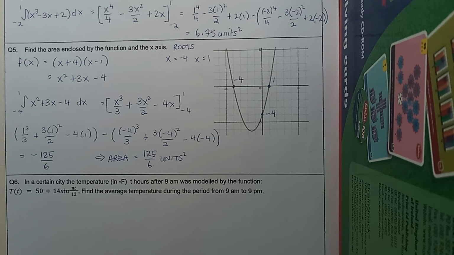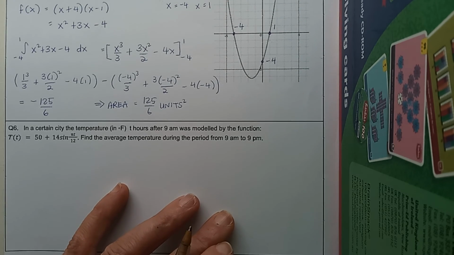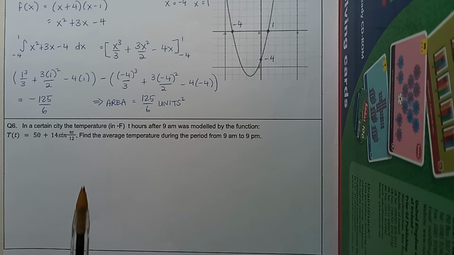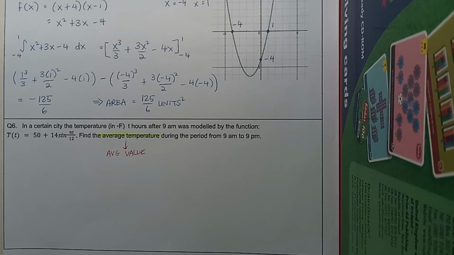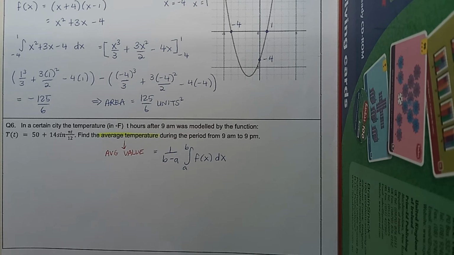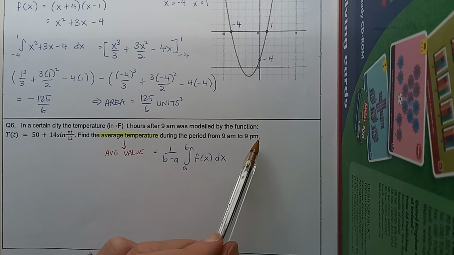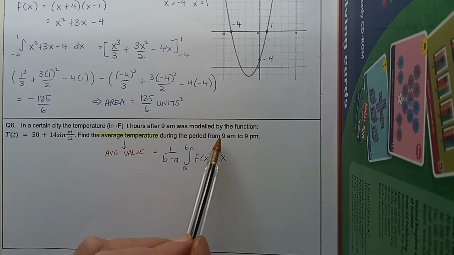In question 6, they're looking for an average temperature. So the minute you see the word average in there, that's a big hint that you're looking at average value in this question. And of course, we have a formula for average value, and that's just the generic version of the formula there. And so I need to figure out what I'm integrating and what my limits are. So they're giving me a function, so it's pretty clear that I'm integrating this function here. And my limits are going to be figured out from this last sentence here, during the period from 9 a.m. to 9 p.m.